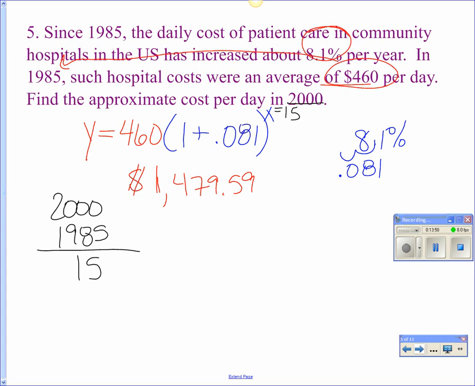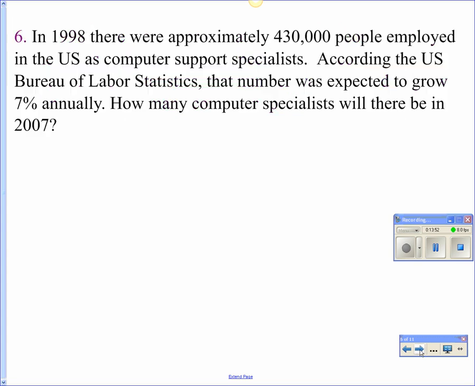All right. Number 6. In 1988, there were approximately 430,000 people employed in the U.S. as computer support specialists. According to the U.S. Bureau of Labor Statistics, the number was expected to grow 7% annually. How many computer specialists will there be in 2007? All right, I'm going to let you try this one on your own. I'm not going to come around and stamp. I'm just going to give you 2 minutes to work on it, and then we'll put the answer up there.